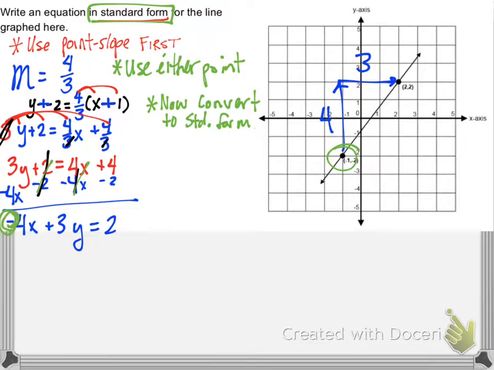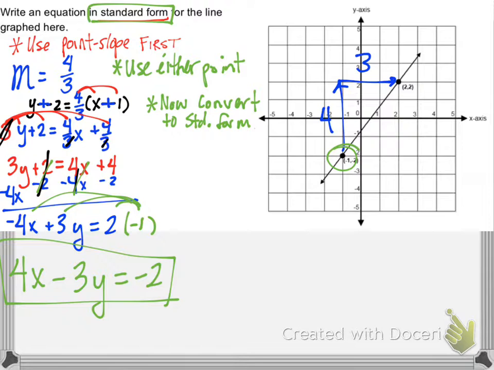But I have a negative 4x. So what I've got to do is get rid of that by distributing a negative 1 to all terms. So that changes all the signs to the opposite sign, and we're done.